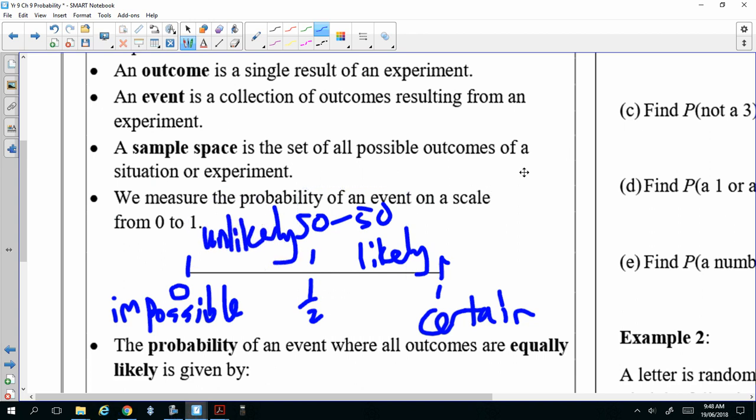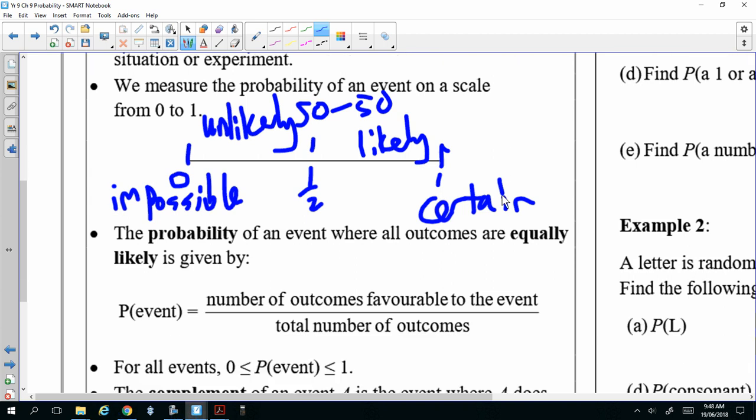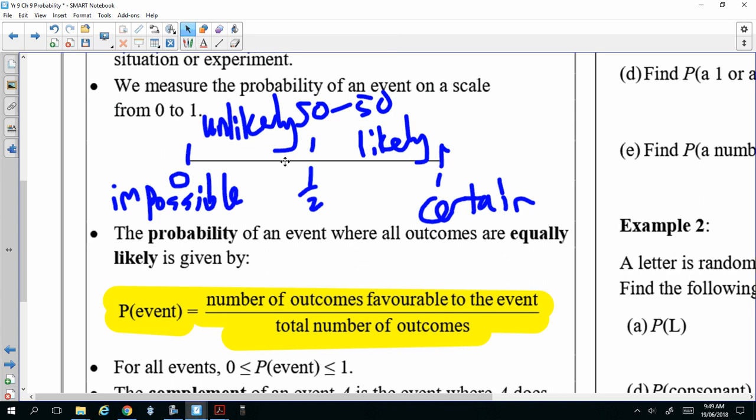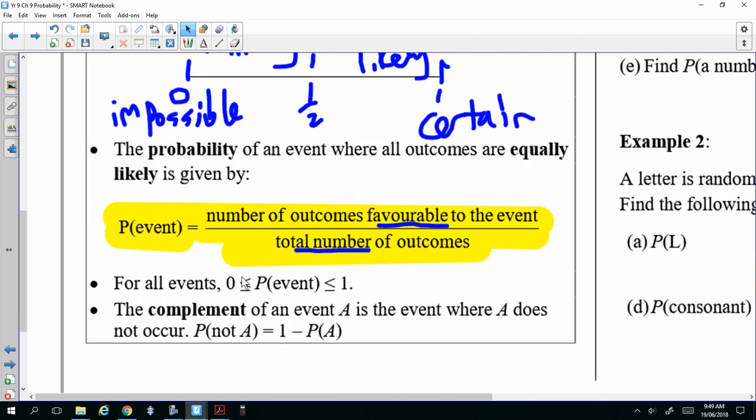Okay, good. Once we have the probability scale, we can also calculate probability using a formula. This is called the probability formula. The probability of an event is a fraction: the number of favorable outcomes to the event over the total number of outcomes. We'll use this formula for a variety of questions. And for all events, the probability is always a number between 0 and 1.